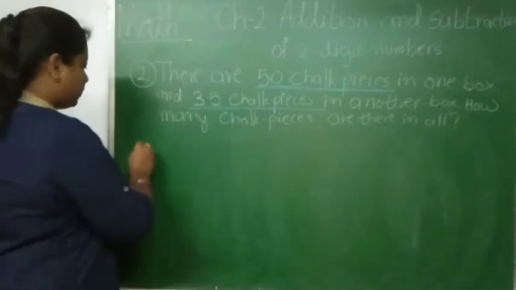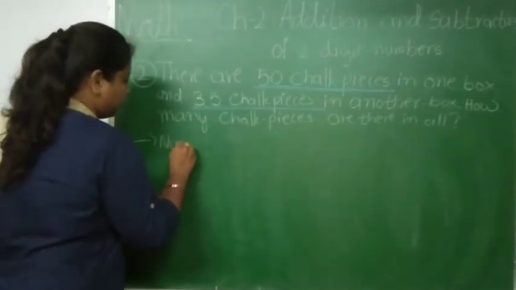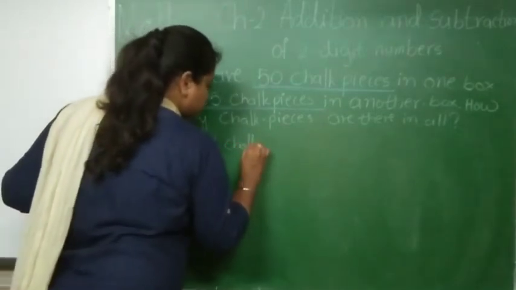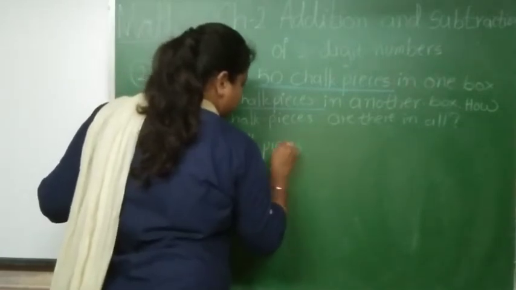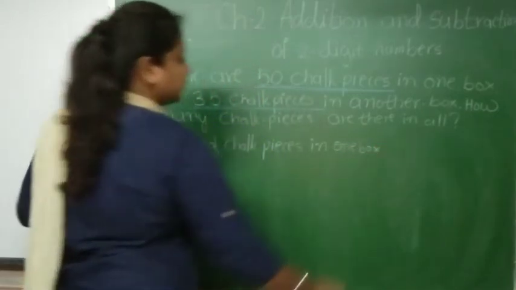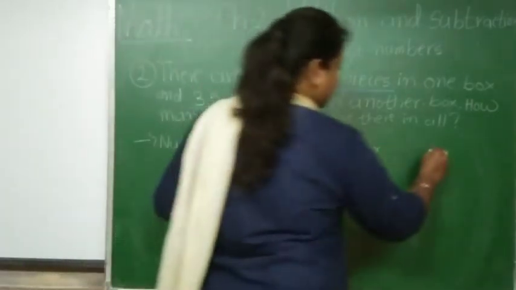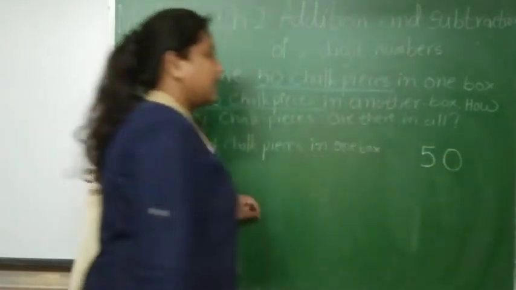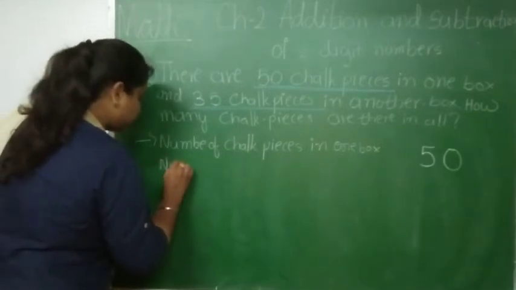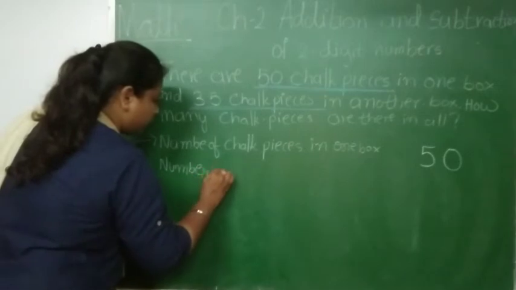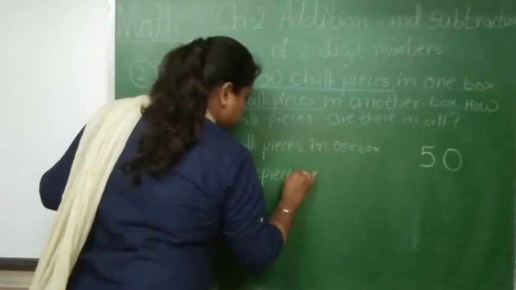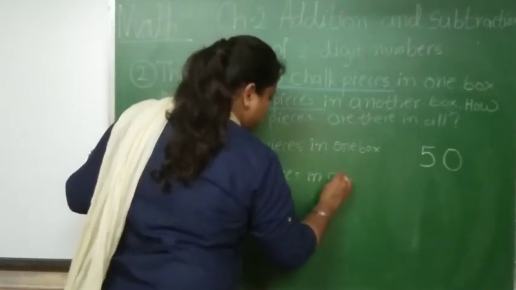So what will we write here? Number of chalk pieces in one box. Yes, how many chalk pieces are there? Yes, 50. And next is 35 chalk pieces in another box. So we'll write number of chalk pieces in another box.